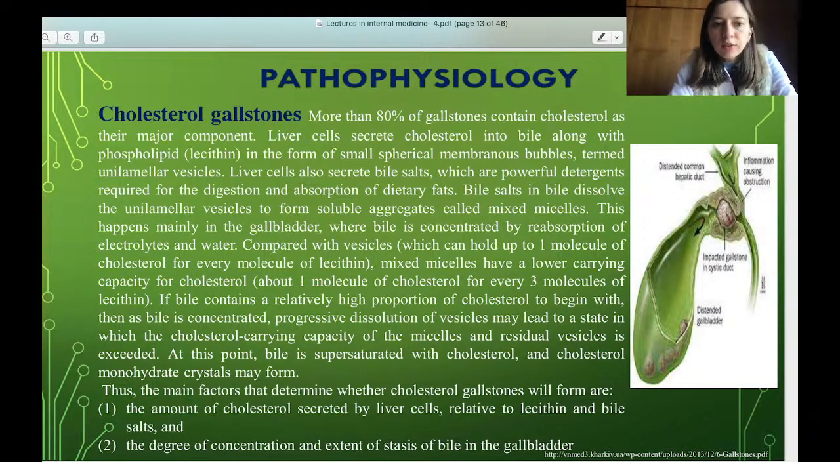Thus, the main factors that determine whether cholesterol gallstones will form are, first, the amount of cholesterol secreted by liver cells relative to lecithin and bile salts, and second, the degree of concentration and extent of stasis of bile in the gallbladder.